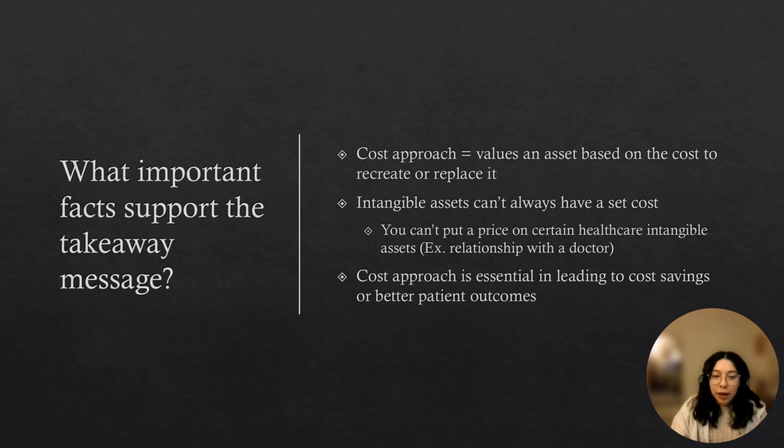So what are the important facts to support this takeaway message? Well, to start, I wanted to highlight the definition of the cost approach. The cost approach values an asset based on the cost to recreate or replace it. It is a fact that intangible assets don't have a set cost because they're not actual physical assets. So it's a very flexible variable and it can be affected by a series of outside variables. So there's not really a price you can set on that.